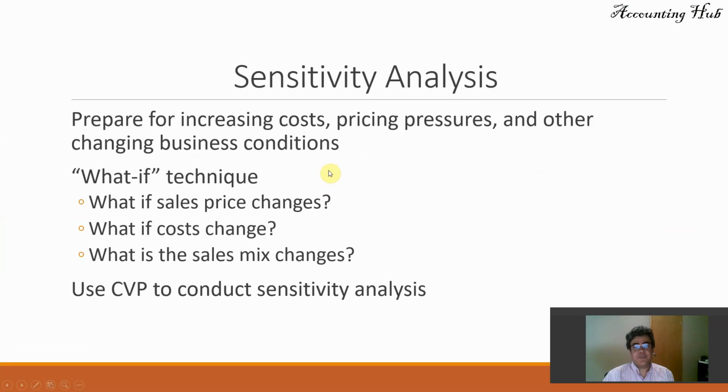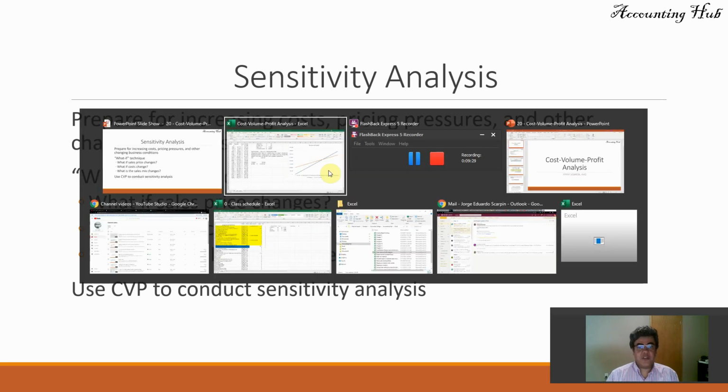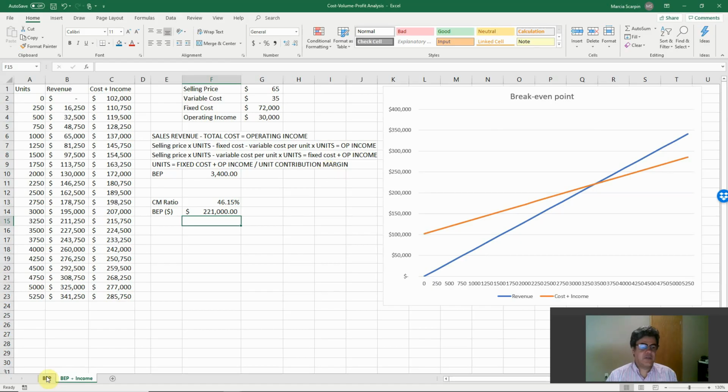Lastly, what do we have? Sensitivity analysis. Prepare for increasing costs, pricing pressures, and other changing business conditions. And we use the what if technique. What if sales price changes? What if cost changes? What if the sales mix changes? We will not be working with this one because we have only one product. But what if sales or costs change? Let's do our sensitivity analysis here.